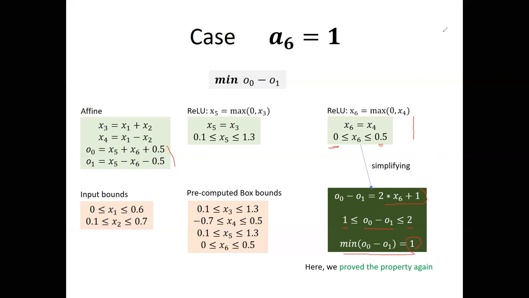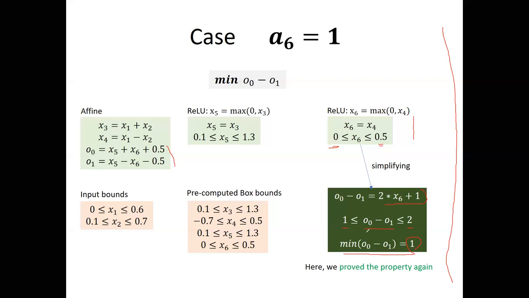So for this linear programming instance that we generated from our MILP instance, we have again proven that O0 is greater than O1. In the case A5 is equal to 0, A6 is equal to 0, we have proven what we need. And in the case of A6 equal to 1, we have proven what we need. And so we have actually proven that for all the linear programming instances that the MILP can generate, O0 is strictly greater than O1, okay? Which is the property that we wanted to prove.